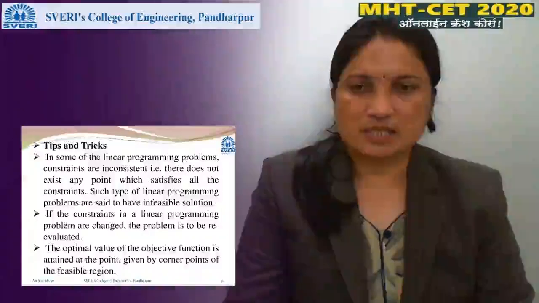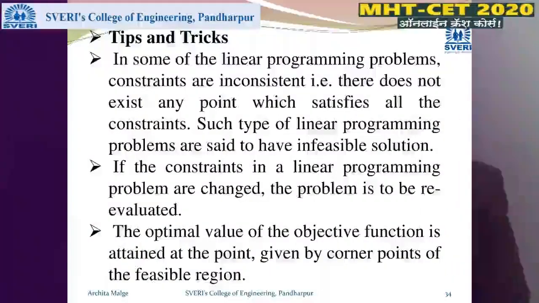So there are simple tricks and tips for LPP. In some linear programming problems, constraints are inconsistent. That is, there does not exist any point which satisfies all the constraints. Such linear programming problems are said to have an infeasible solution. If the constraints in a linear programming problem are changed, the problem is to be re-evaluated. The optimal value of the objective function is attained at one of the corner points of the feasible region.